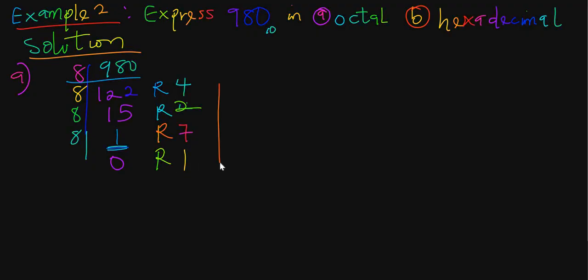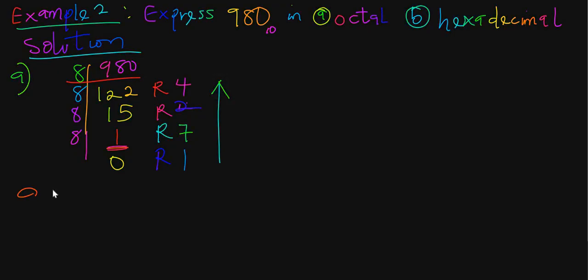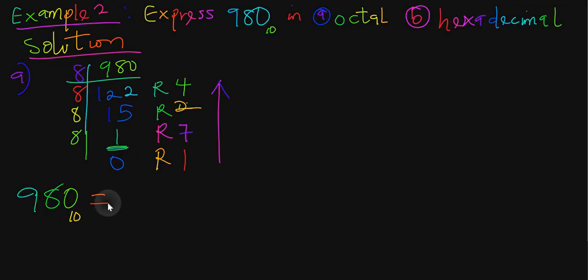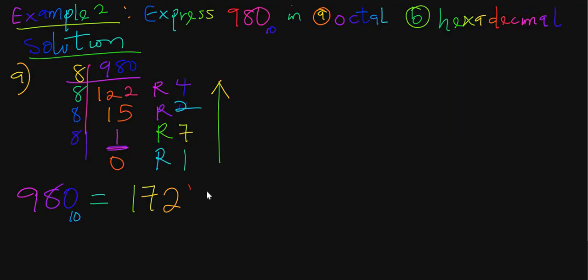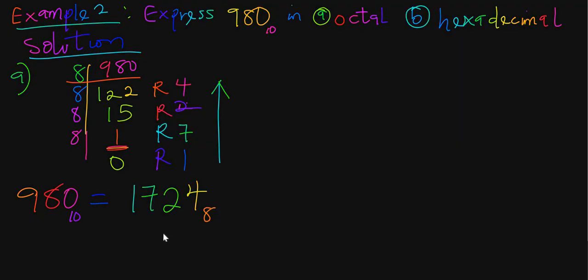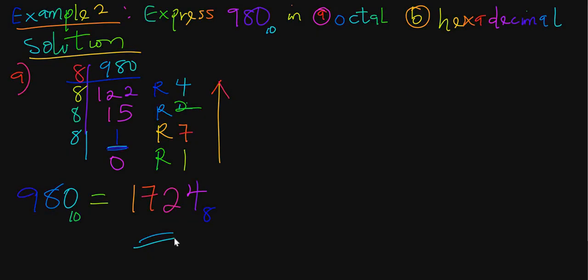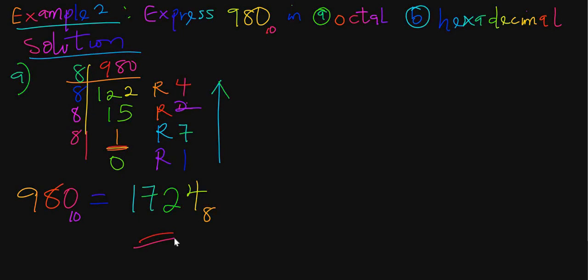Then we count upward from the bottom. So 980 in base 10 is the same thing as 1724 in base 8. And that's the answer to this. Now let's convert to base 16, which is hexadecimal.